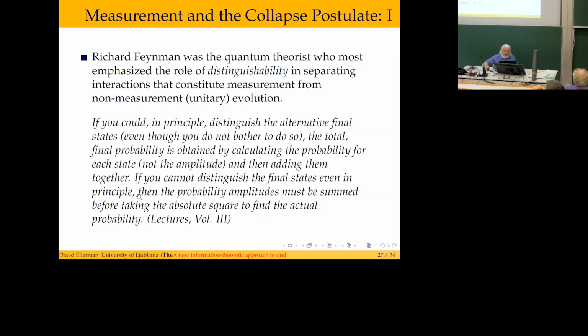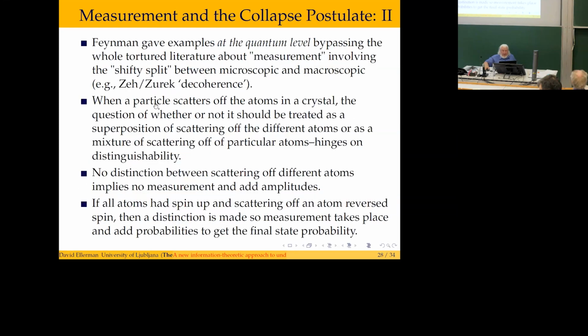If you cannot distinguish the final states, even in principle, it doesn't matter whether you look or not; it has nothing to do with macroscopic measurement devices and all that. Then you add the amplitudes and take the absolute square at the end. So the distinction between unitary evolution and measurement was there all along in the Feynman rules. Are these alternative ways distinguishable or not? Feynman gave examples all at the quantum level. He didn't talk about macroscopic measurement, or where the shifty split between micro and macro is, or Zeh-Zurek decoherence. None of that is in Feynman.